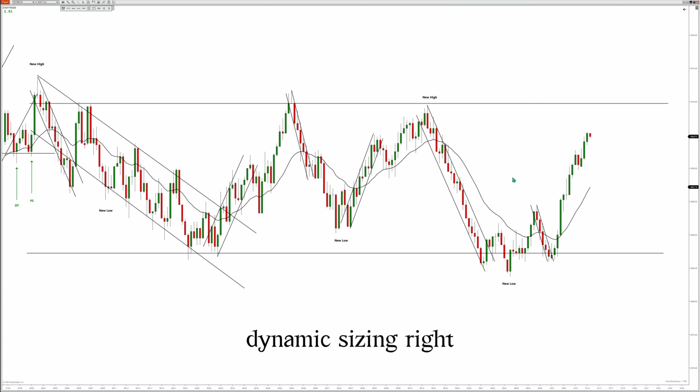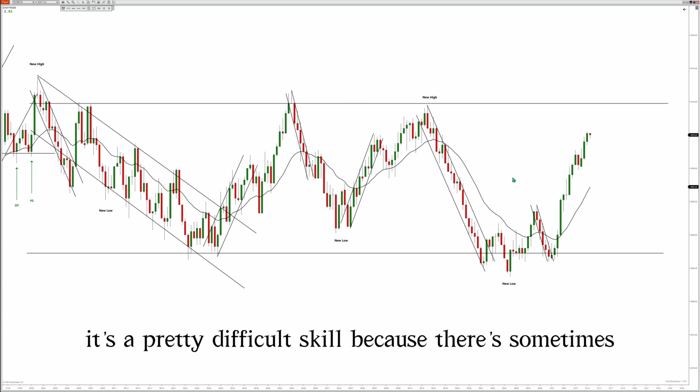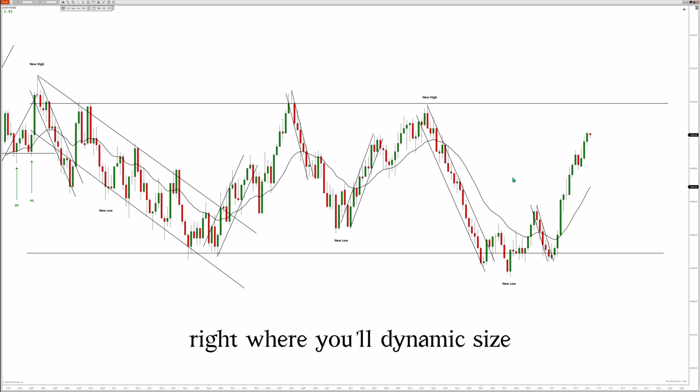Dynamic sizing, right? That's something that you've got to start learning how to do. It's a pretty difficult skill because there's sometimes, right, where you'll dynamic size, it'll be an insanely good setup.